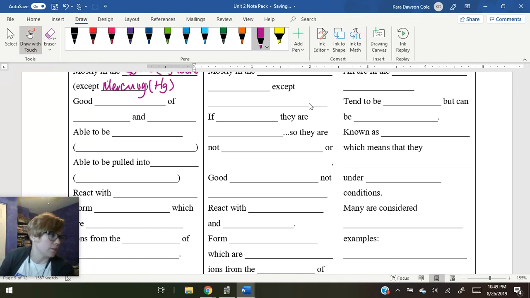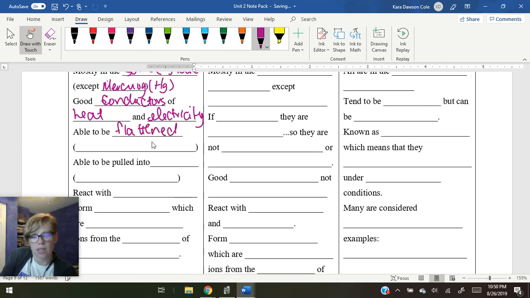These are good conductors of heat and electricity. So metals are good conductors of heat and electricity. These guys are able to be flattened, which means that they are malleable. Malleable is the ability to be flattened. They are able to be pulled into wire, which means that they are ductile.